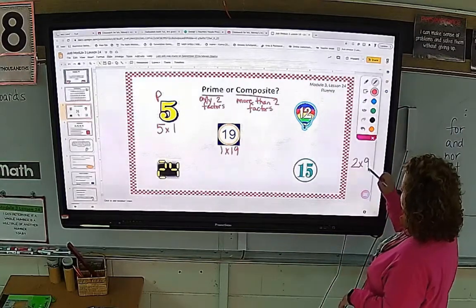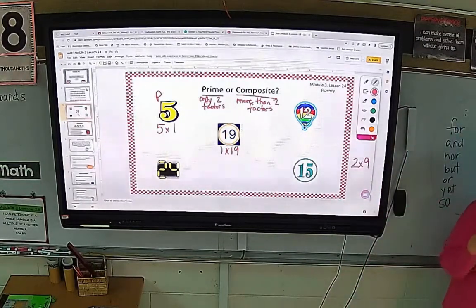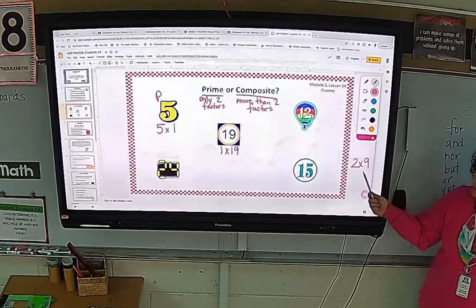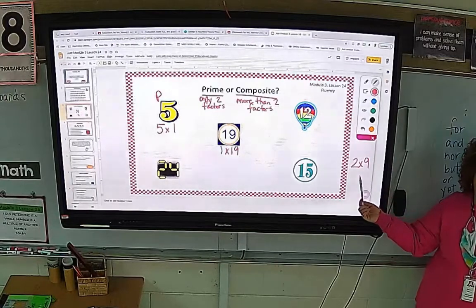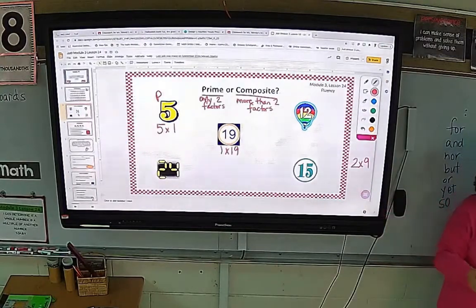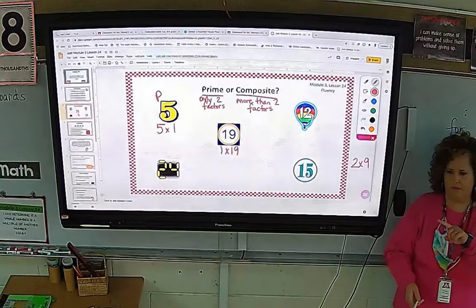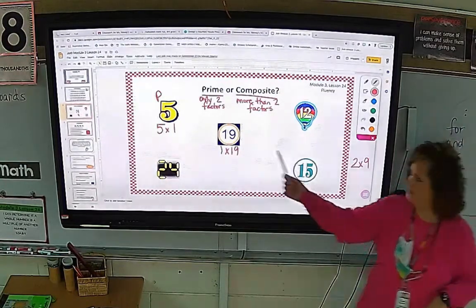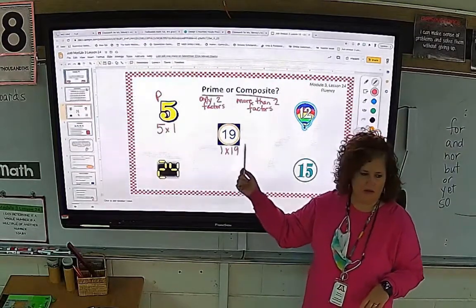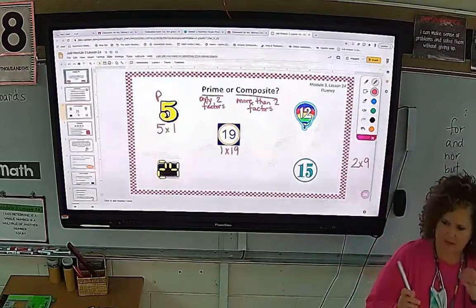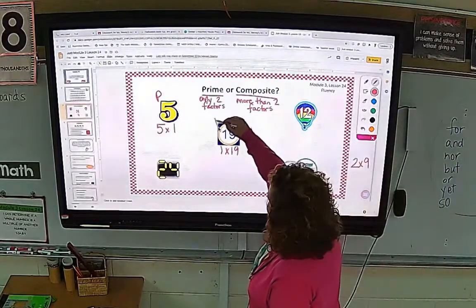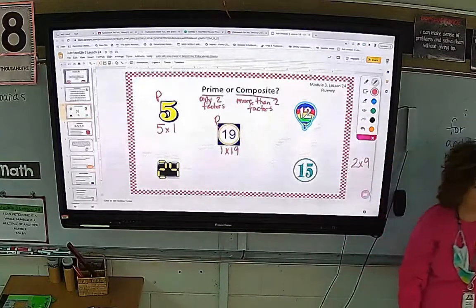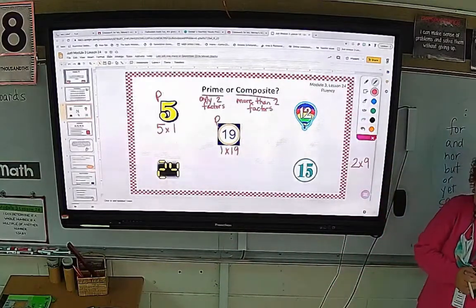2 times 9. Let's think about that for just a second. I'm glad you said that. Whatever 2 times 9 is, it has 2 for a factor, right? And we said that 2 is a factor of every what kind of number? Even. So is 2 going to be a factor here? No. And so if you can remember little things like that, that might help you. Okay? All right, so this one is also prime because it doesn't have any other factors. Nothing else is going to make 19.